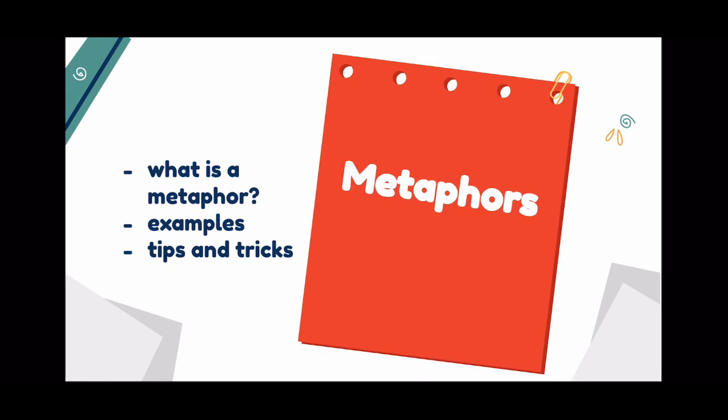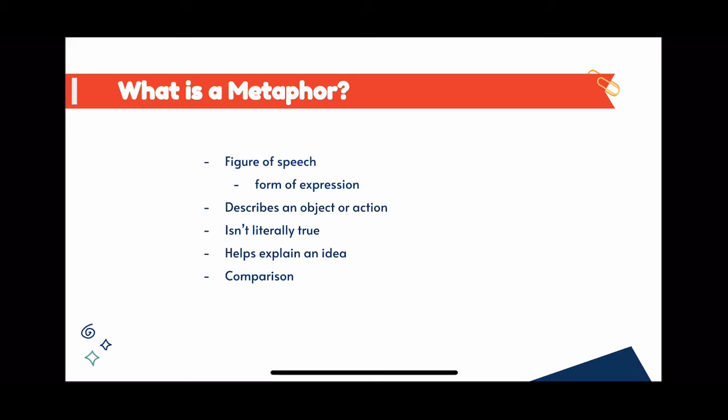Moving on to the metaphor. What is a metaphor? A metaphor is a figure of speech, which is a form of expression just like the simile. It describes an object or an action, so it isn't literally true, so it can be taken as a joke. Like George is a monkey. George might not be an actual monkey, but maybe they're comparing George's moods or emotions or behaviors as to one of a monkey. It also helps explain an idea, and it's a comparison.